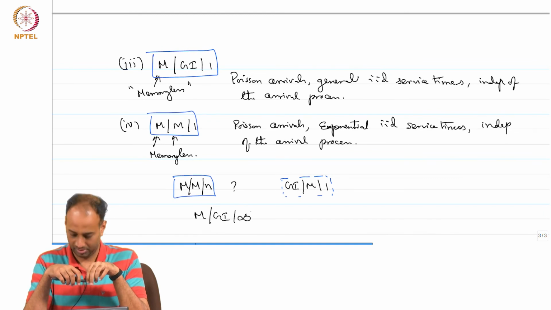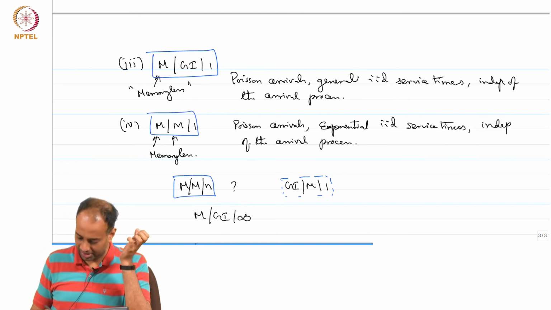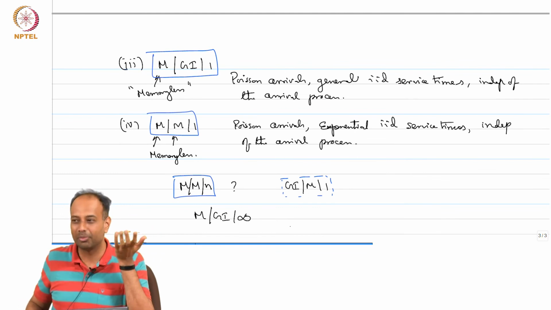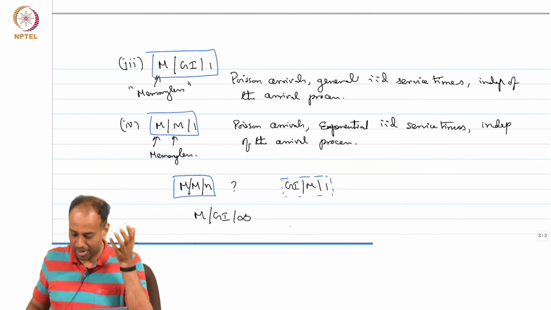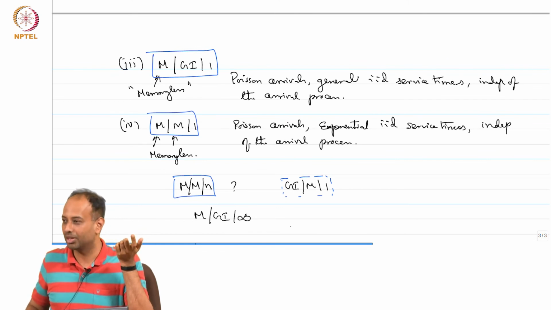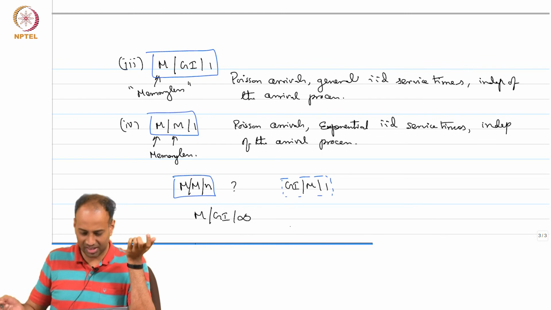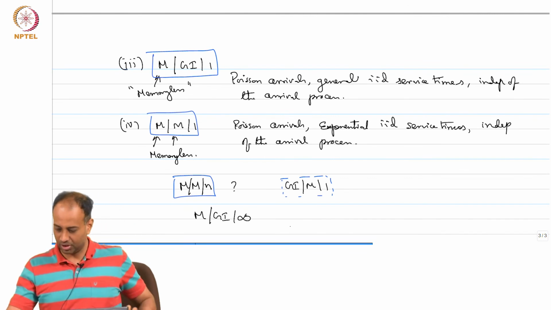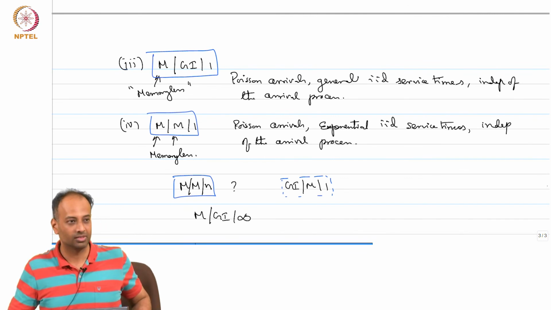Clear. So, this is some sort of a limit, M G infinity is some sort of a limit of M G N where N becomes very large, right, or M M infinity is some sort of a limit of M M N where N becomes very large, right. So, these kind of systems we can study. Okay. Is the notation clear? Any questions?